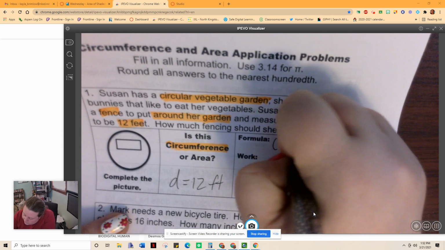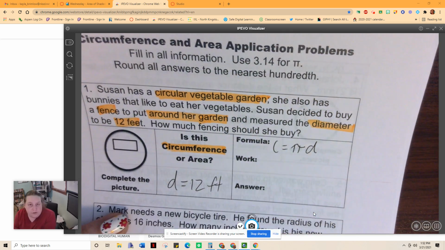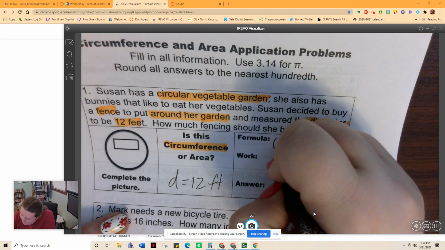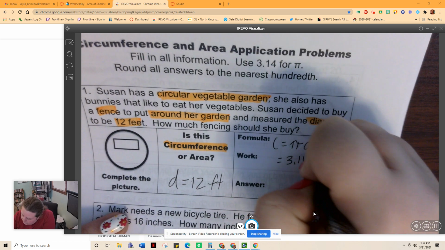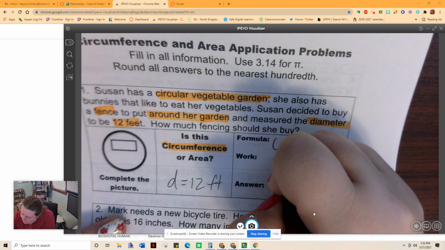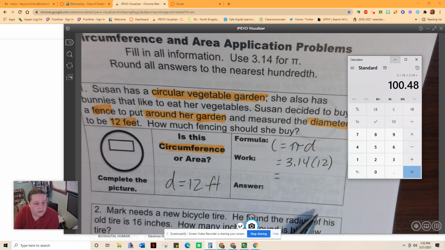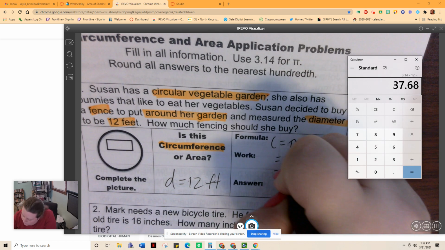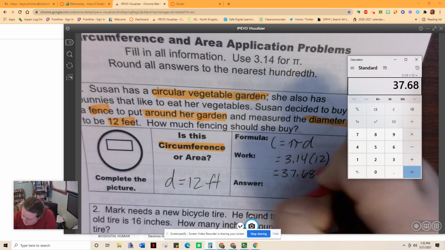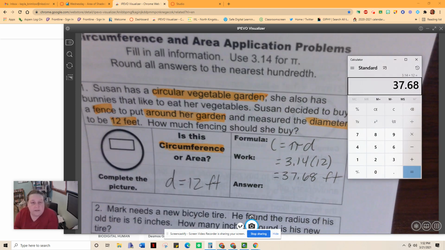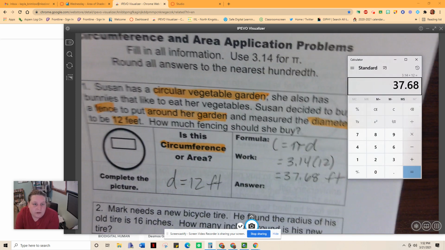Okay. So now I can go ahead and set this up and solve. So we always start with our formula. In this case, for circumference, we're going to use pi times diameter. So that is 3.14 times 12. I'm going to pull up my calculator. So pi times 12 is 37.68 feet. This is already rounded to the nearest hundredth.